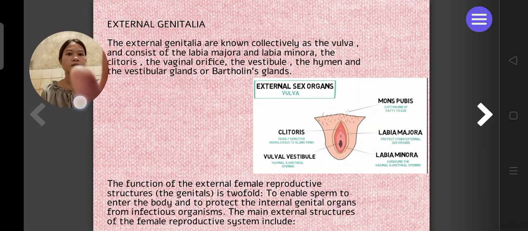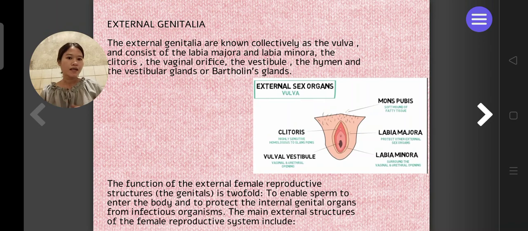The external genitalia are known collectively as the vulva and consist of the labia majora and labia minora, the clitoris, the vaginal orifice, the vestibule, the hymen, and the vestibular glands or Bartholin's glands kung tawagin. So the function of the external female reproductive structures or genitals is twofold: to enable sperm to enter the body and to protect the internal genital organs from infectious organisms.